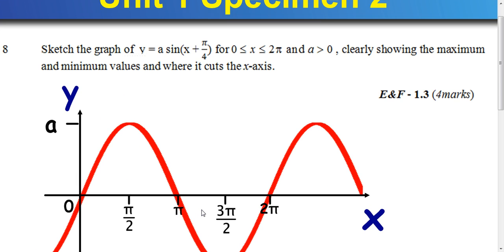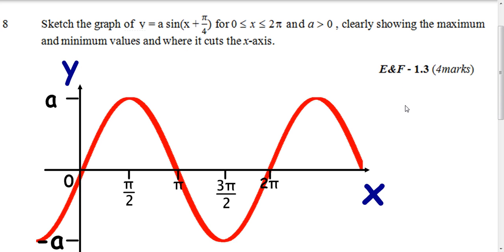Okay, question 8. Sketch the graph of y equals a sine of x plus pi over 4 for all values between 0 and 2 pi, and also a is greater than 0. It says here, clearly show the maximum and minimum values and where it cuts the x-axis. So we have to put all these values in or we won't get our full marks.